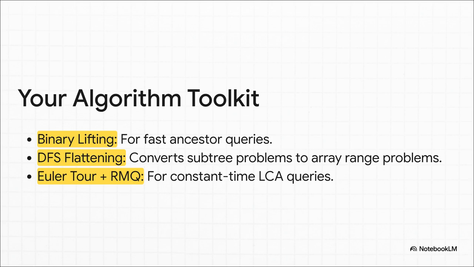Here's your cheat sheet, your new toolkit. Number 1, binary lifting. When you see kth ancestor, your brain should immediately think of this. Number 2, DFS flattening. If a problem mentions queries on a subtree, this should be your first instinct. And number 3, for the absolute fastest LCA, remember the Euler tour trick that turns it into an RMQ problem.